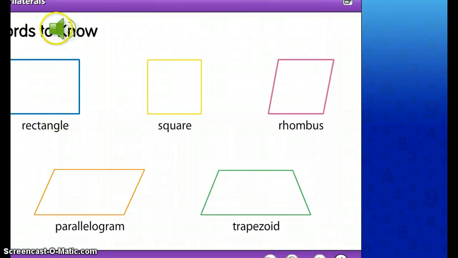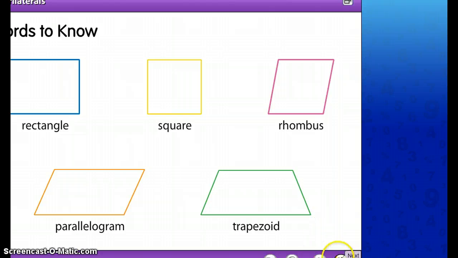Here are words to know. Rectangle, square, rhombus, parallelogram, trapezoid. All of these are quadrilaterals.